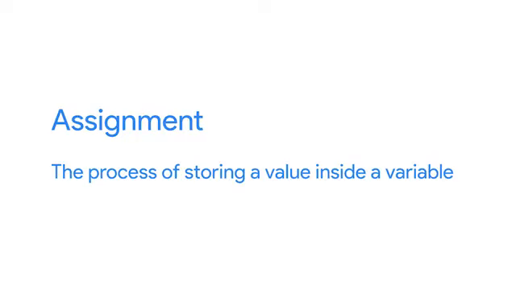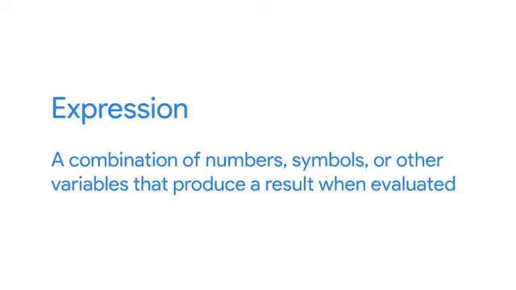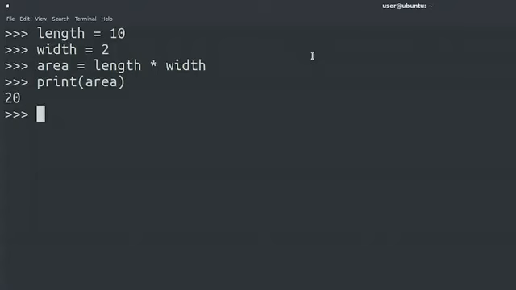The process of storing a value inside a variable is called assignment. Here, we assign the length variable the value of 10. We assign the width variable the value of 2, and we assign the area variable with the result of the expression length times width. An expression is a combination of numbers, symbols, or other variables that produce a result when evaluated. In this example, we're multiplying the value of 2 variables to arrive at the value that we want.